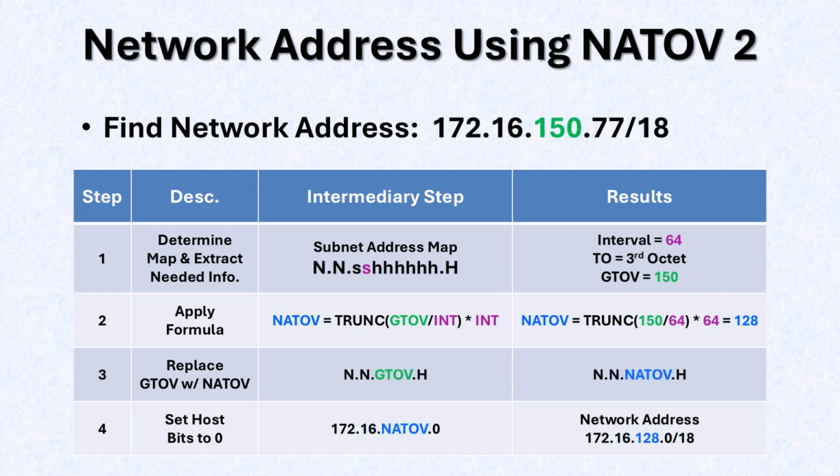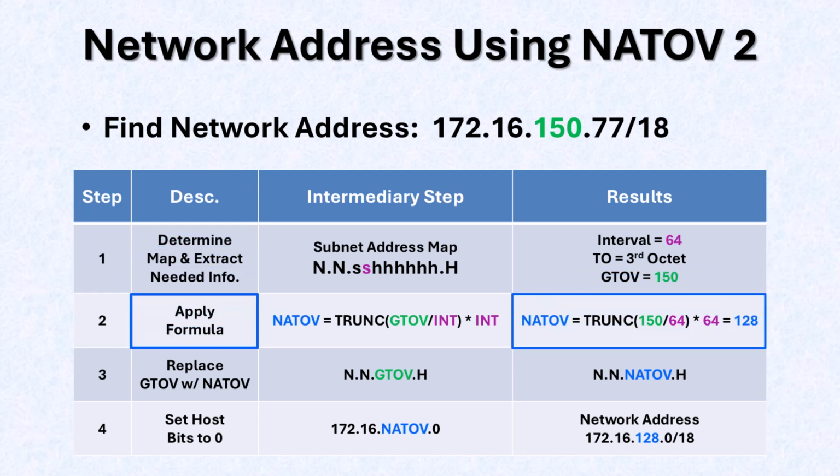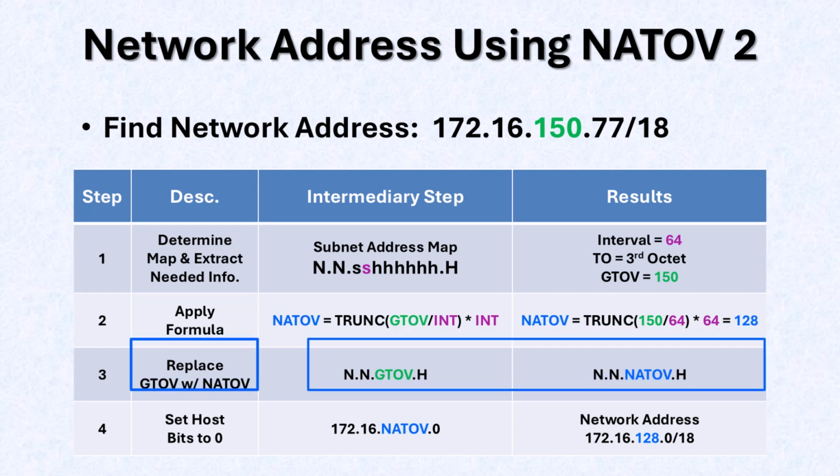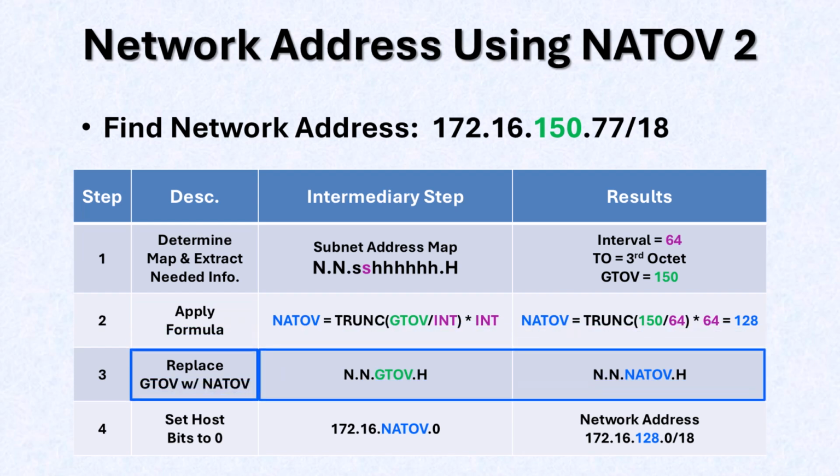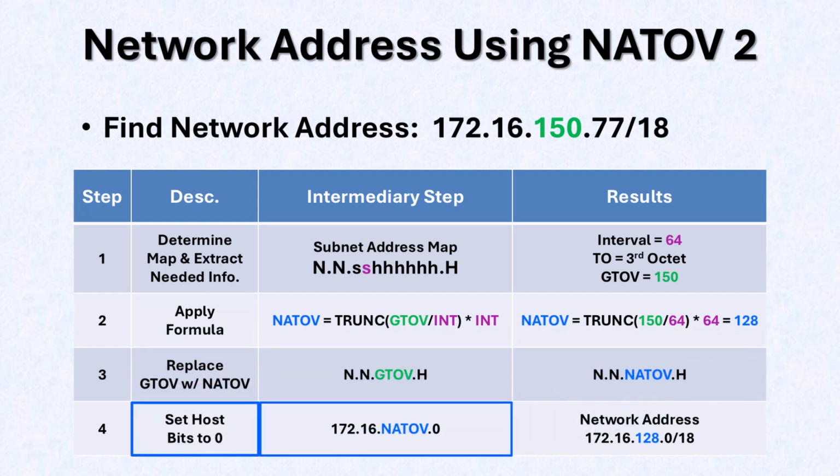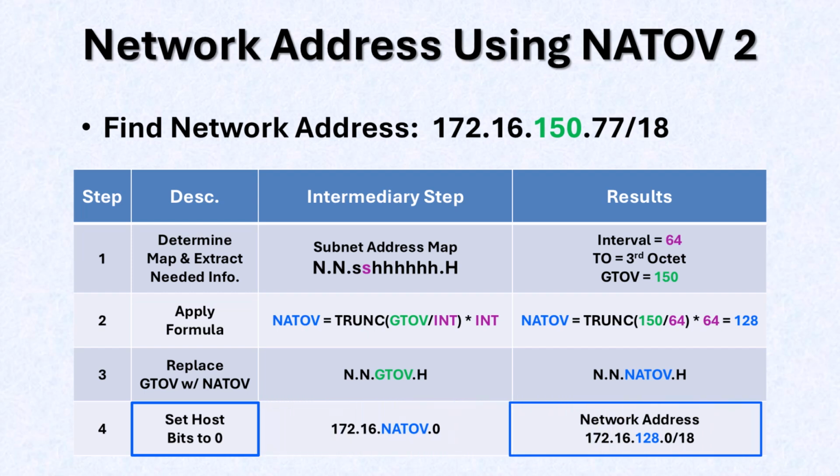In example 2, first determine the address map. Then use it to extract the interval and transition octet. Identify the GTOV from the given address. Apply the formula to get a NATOV of 128. Replace the GTOV with the NATOV. And turn off the host bits. The network address is 172.16.128.0/18.